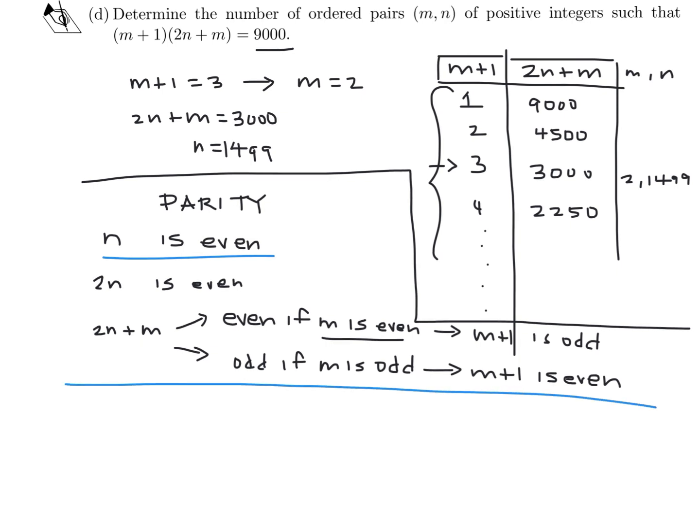Then the other scenario is if n is odd, then 2n is even, right? Even if it's odd, if you multiply by 2, it becomes even. You can try it, right? 7 is odd, but if you multiply by 2, it becomes 14. And then if 2n is even, then we have the same kind of story again.